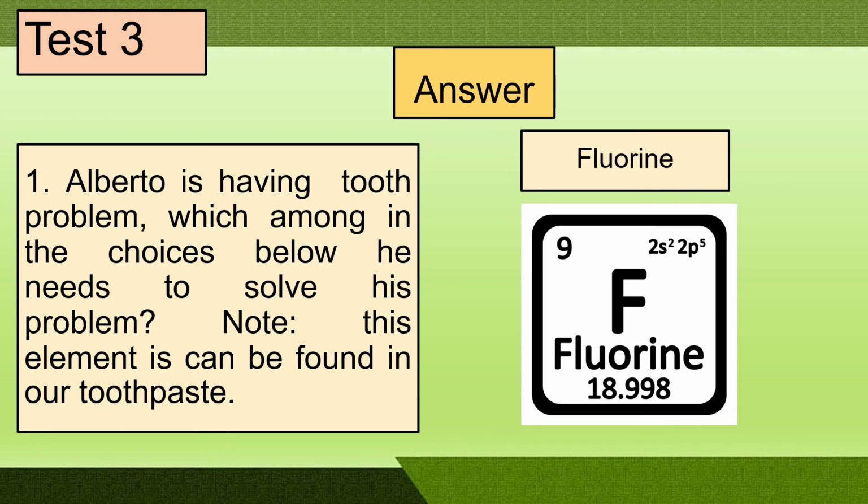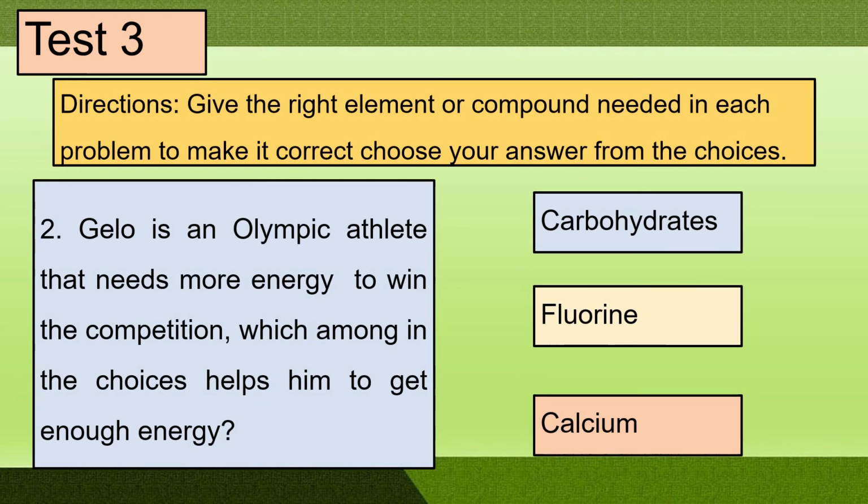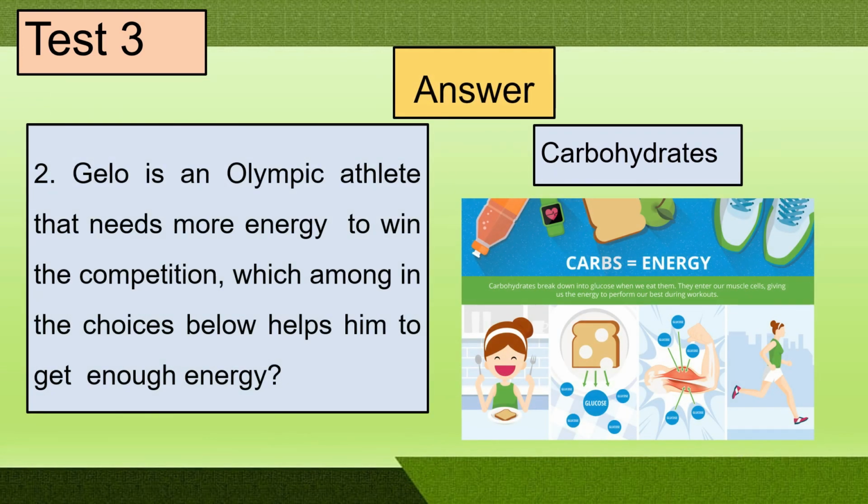For number 2, Filipino is an Olympic athlete that needs more energy to win the competition. Which among the choices helps him to get enough energy? Okay, time is up. The correct answer is carbohydrate. Carbohydrates are energy-giving food that gives us energy to do our daily tasks.